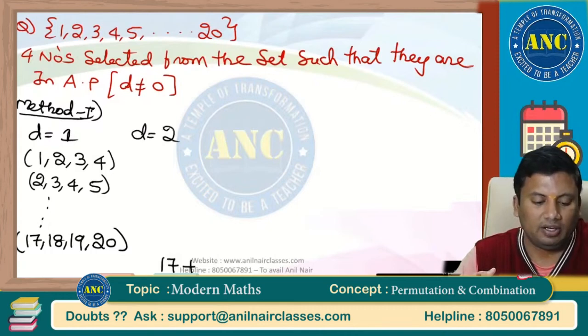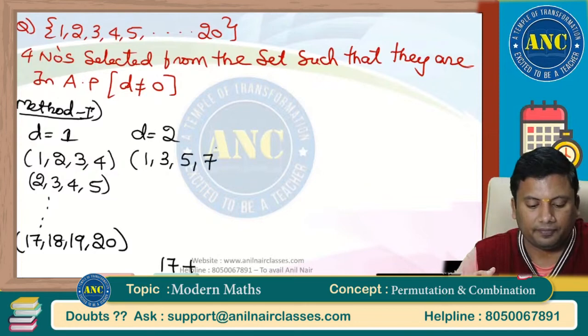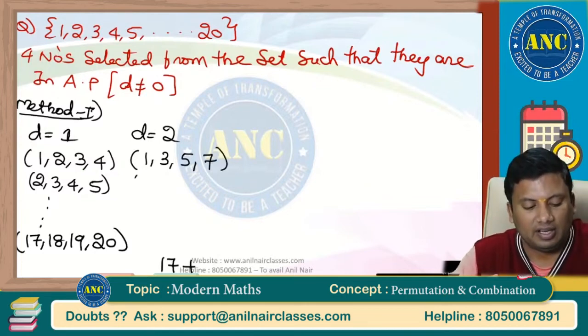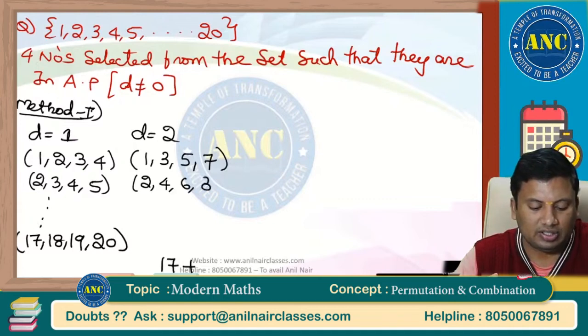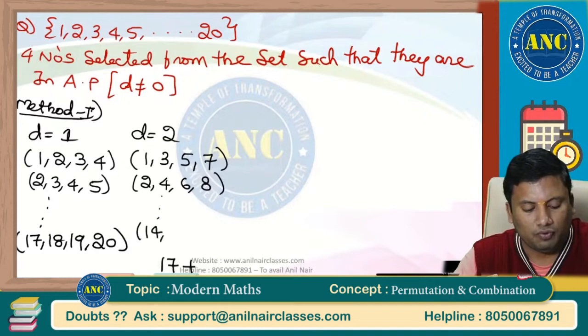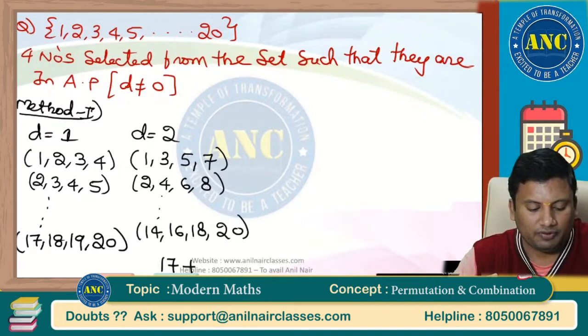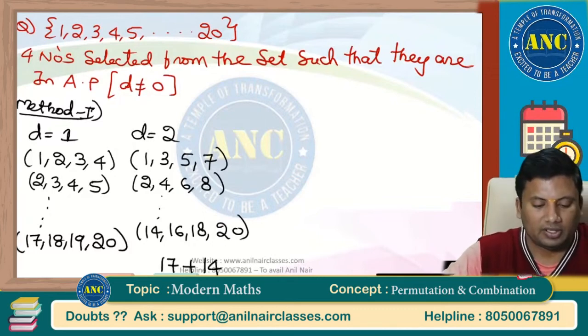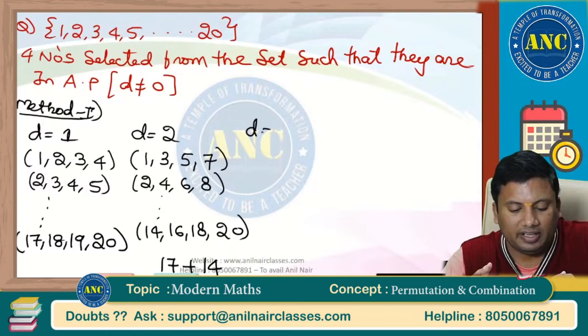Next, D value 2. If D value is 2, we have 1, 3, 5, 7. Next it is 2, 4, 6, 8. And it goes on up to 14, 16, 18, 20. So from 1 to 14, how many numbers did we get? 14 numbers we got.